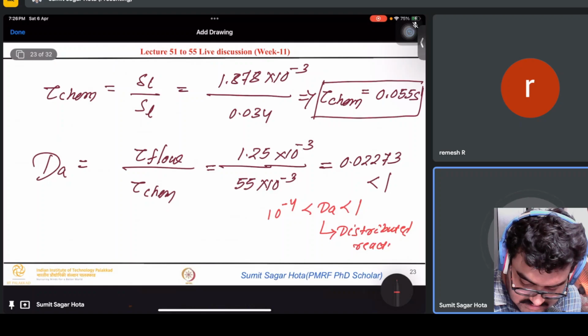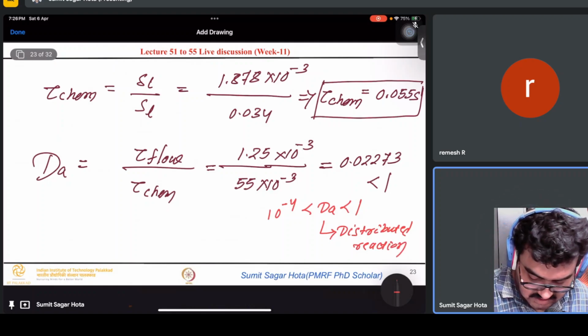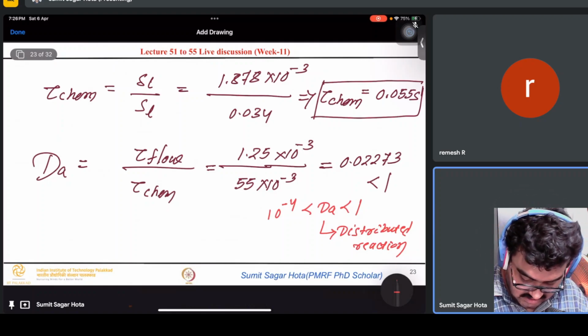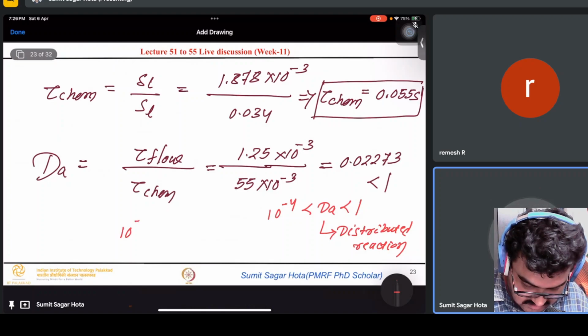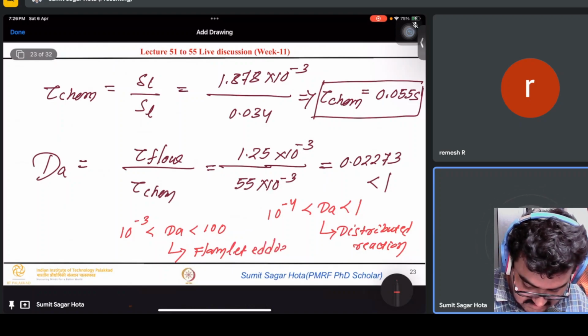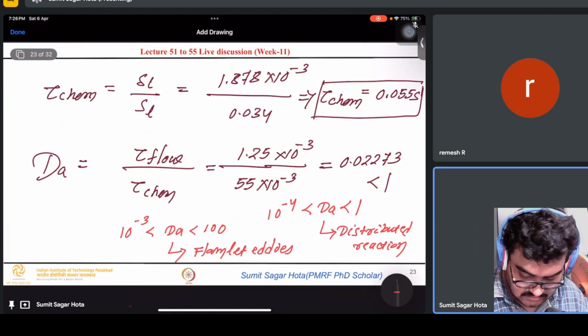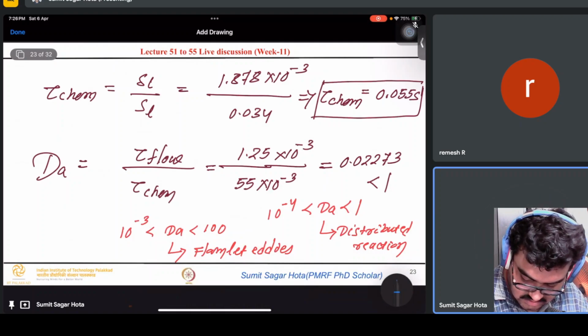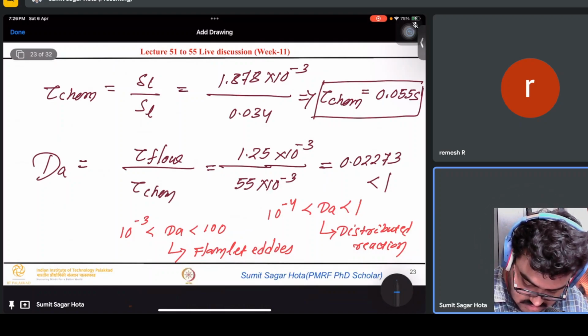These are very important conditions. They can directly ask you on this question. If they give you the range, they'll tell what the condition is. 10 to the power minus 3 less than Damkohler number less than 100, or, as we already see, both these conditions come under one category: flow chemistry.